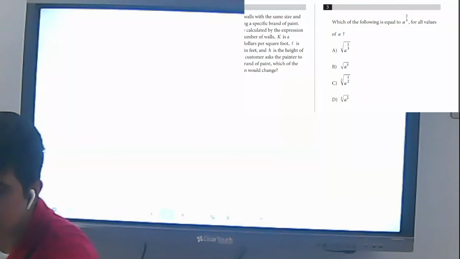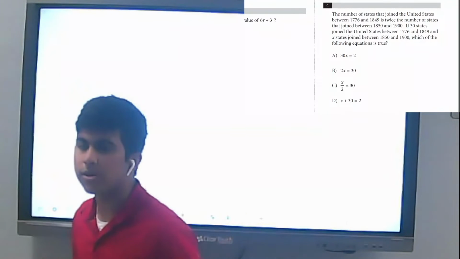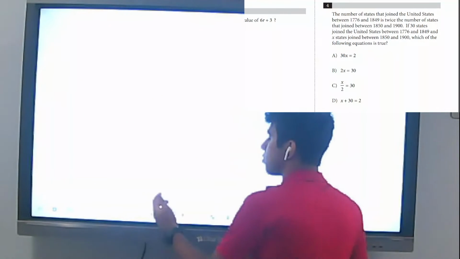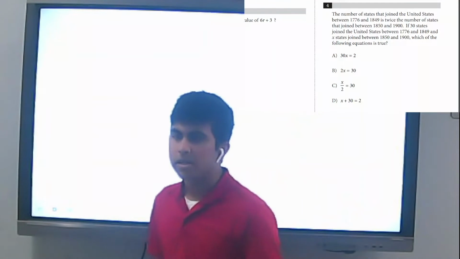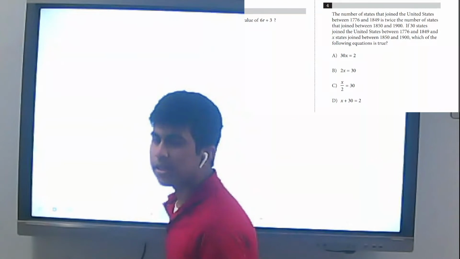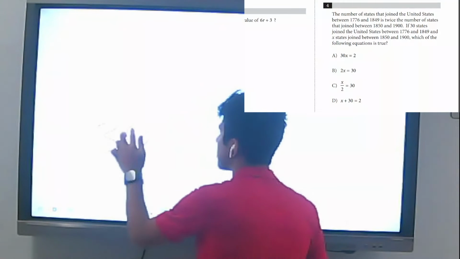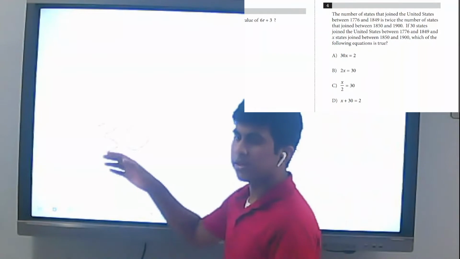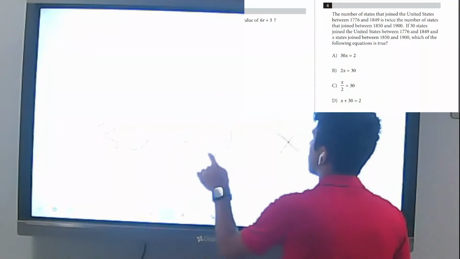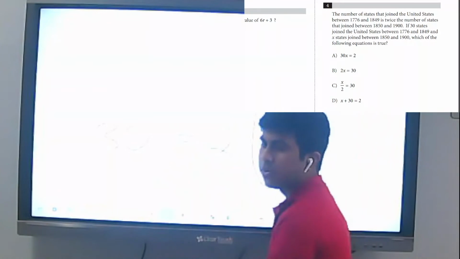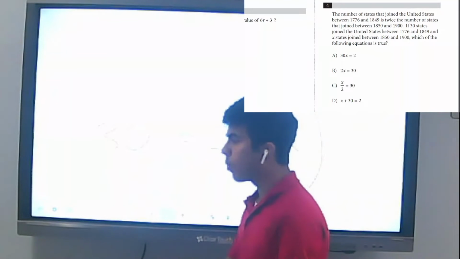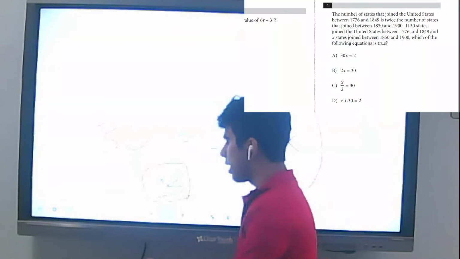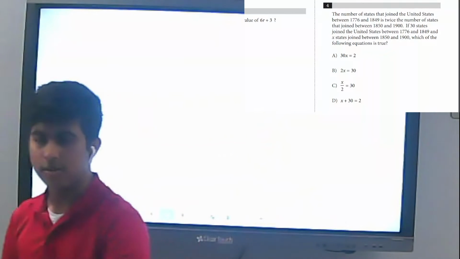Let's keep going to the next question. The number of states that joined the United States between 1776 and 1849 is twice the number of states that joined between 1850 and 1900. If 30 joined between 1776 and 1849, and x states joined there, well, 30 is going to be twice as much as whatever this is. So 30 is just 2x. 30 equals 2x, 2x equals 30. That is answer choice B. And we keep going to the next question.